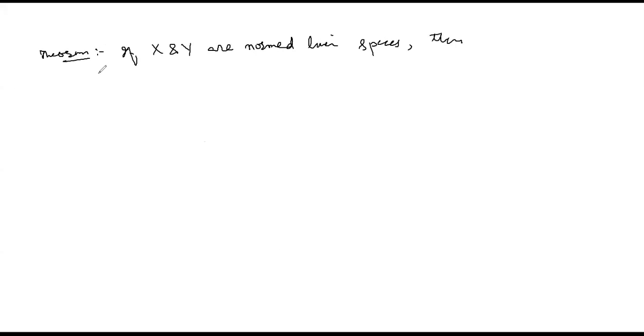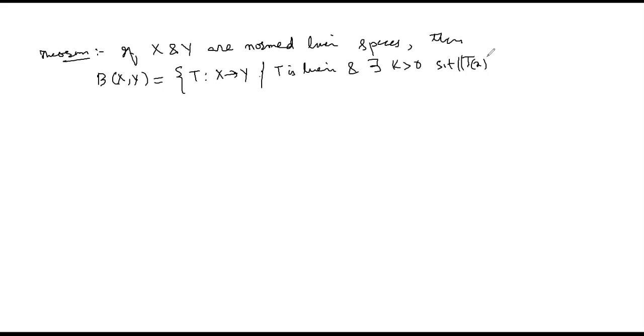So that's what we are going to do next. We are going to show, let me see, so what we are going to see जो हमारा theorem है, if x and y are normed linear spaces, then bxy, which is the collection of all t from x to y such that t is linear and there exists a k positive such that norm of tx is less than equal to k times norm of x for all x belonging to x. ये सब जो कि वेक्टर स्पेस है, of course is a normed linear space.